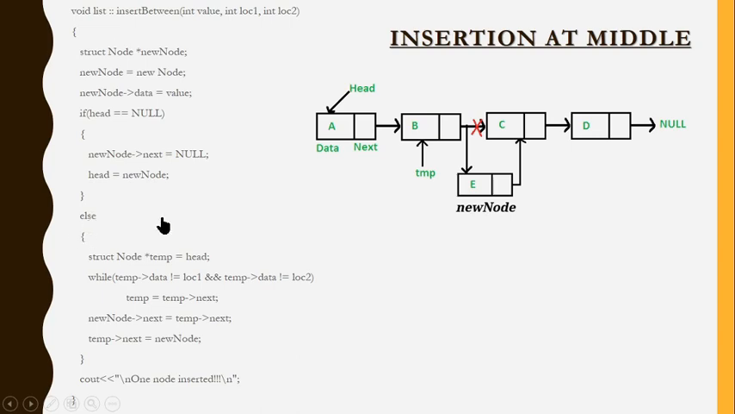Come to the else part. First, I need to introduce a new pointer for this head. So I say struct node star temp equal to head. So this node is named as head as well as temp. I need to bring this temp to the next node. We used a while condition there in a different manner. Here we are going to use a while condition because I need to make sure this temp is correctly in between this B and C.